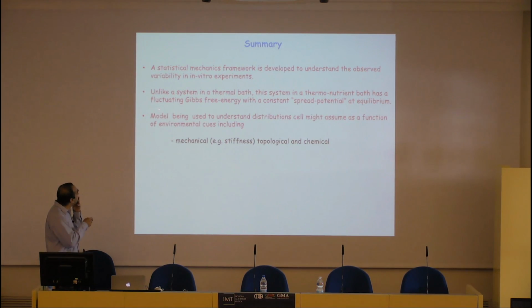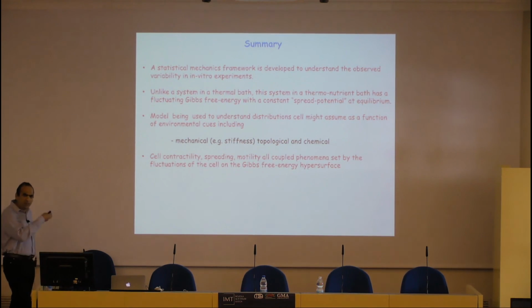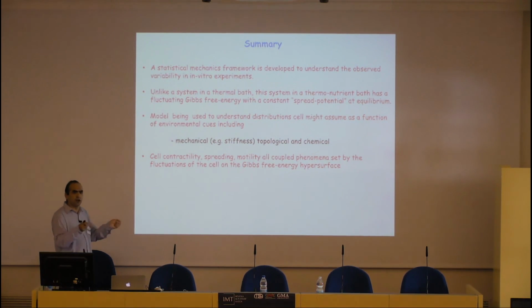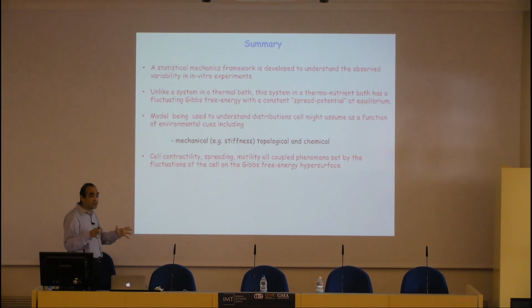And of course, we've used this model to understand mechanical, topological, and all sorts of chemical cues for how cells detect these chemical cues, etc. What comes out from this analysis is that cell contractility, stress fiber contractility, spreading, and motility are all coupled phenomena. You don't think of them separately, and they are set by the fluctuations of the cell on this Gibbs free energy hypersurface. That's what's happening in this case.